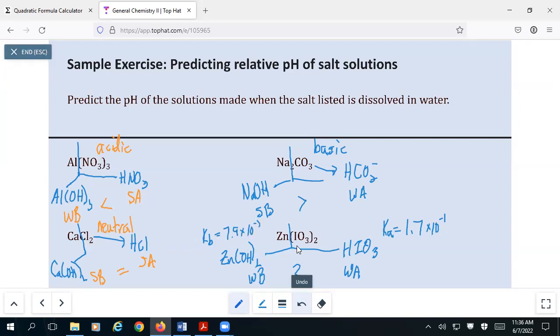So we can see now that we've gone to the numbers, we can get rid of this question mark. The acid character is better than the base character. So we would anticipate this compound to be slightly acidic.